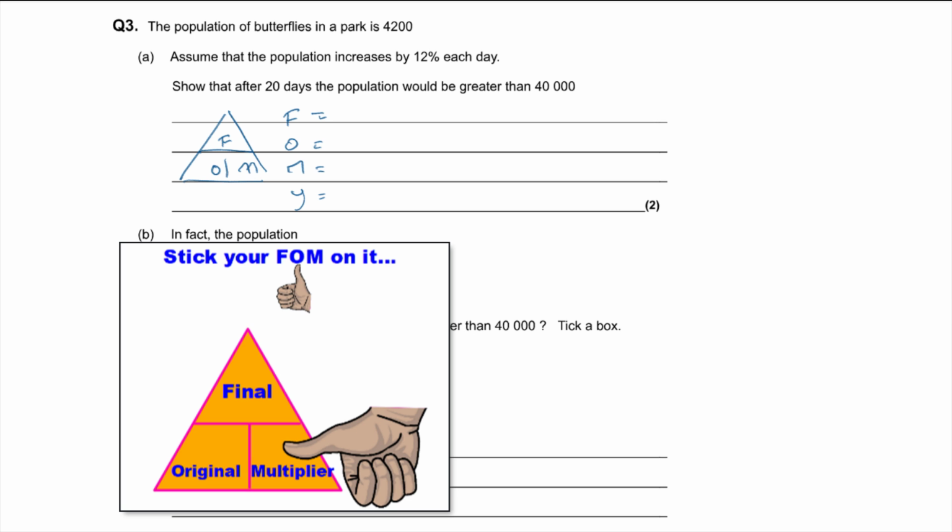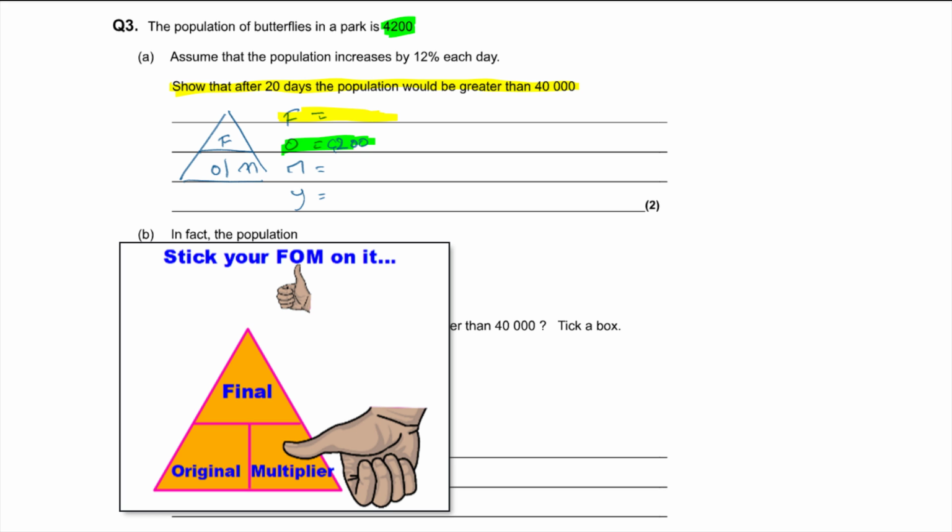So, right, the final is the thing we want to find, isn't it? Show that after 20 days, it would be greater than that. So we want to find that. That's what we're looking for after the percentage change has happened. The original, what did we start with? The original was 4,200.